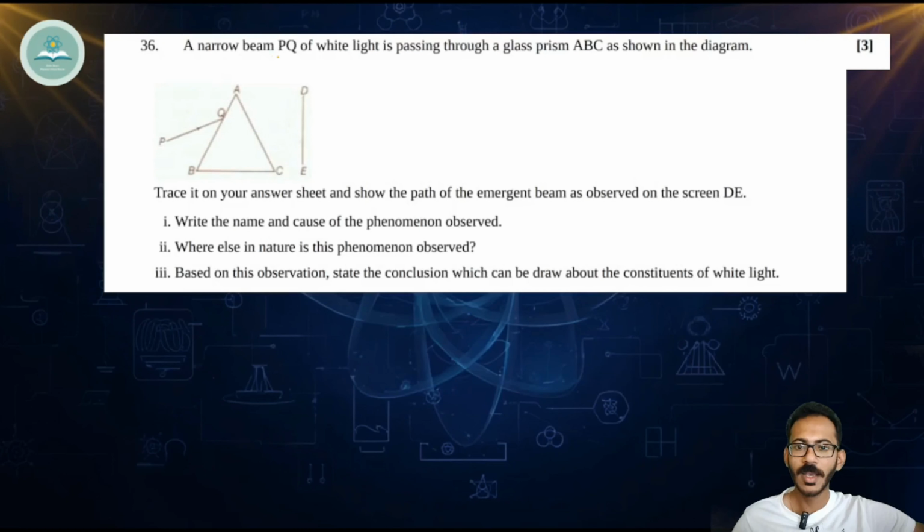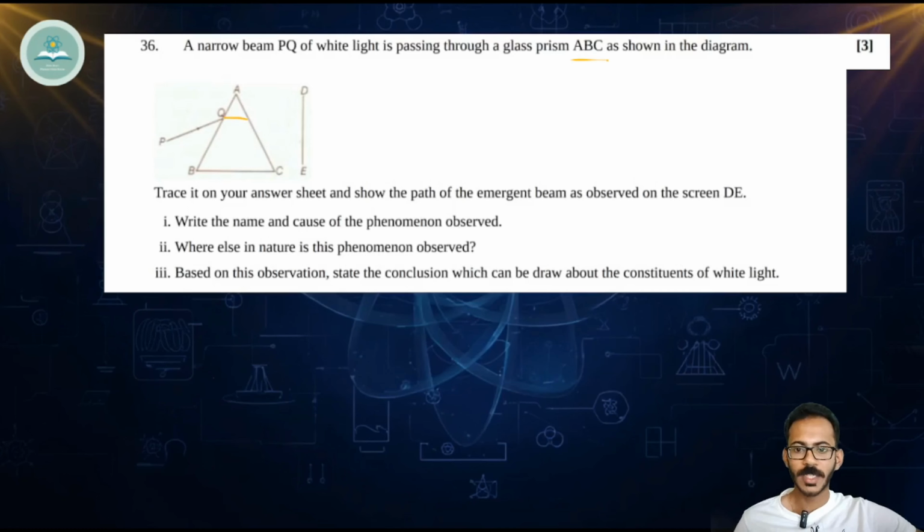Here, a narrow beam PQ, we can see PQ here, is coming and passing through a glass prism ABC as shown in the diagram. Trace it on your answer sheet and show the path of the emergent beam as observed on screen DE. Here a screen DE is kept, so the light will come through the prism, come out like this and fall on the screen. So we have to draw which color will be coming out, how will it be. So first of all, let's trace it.